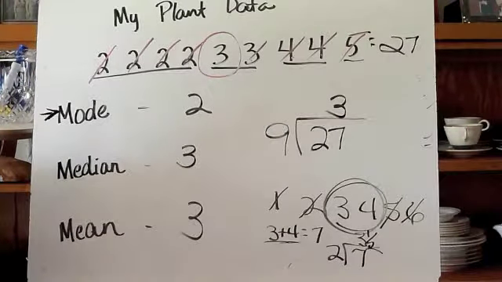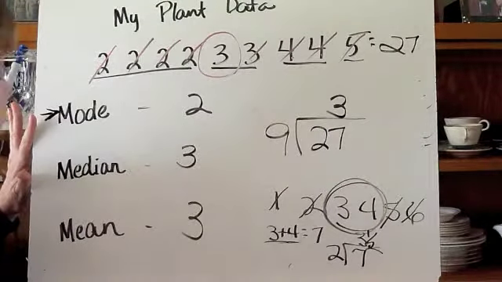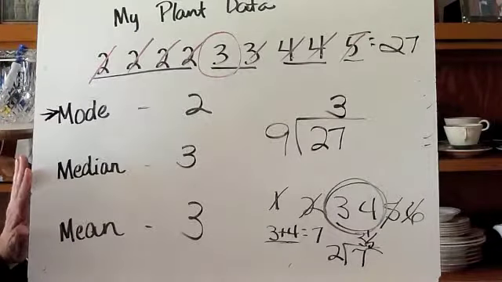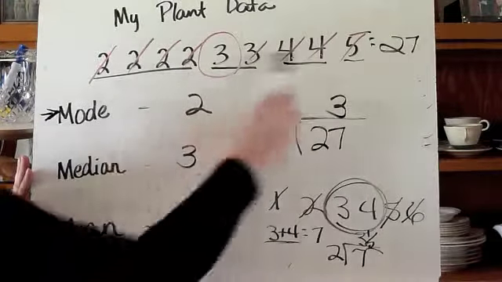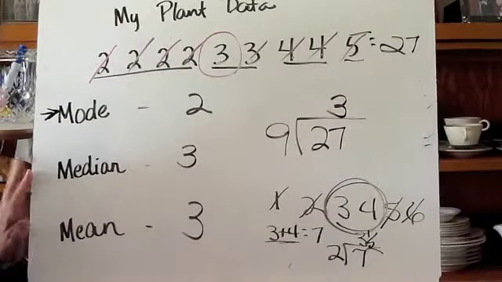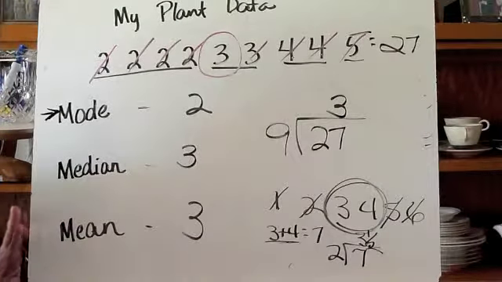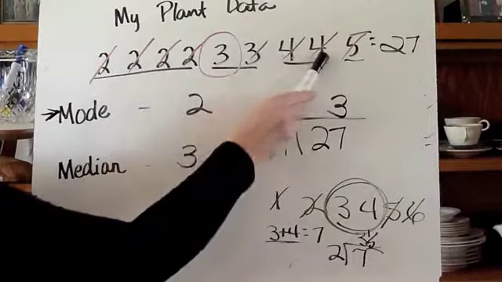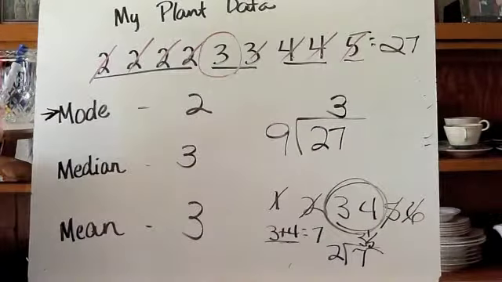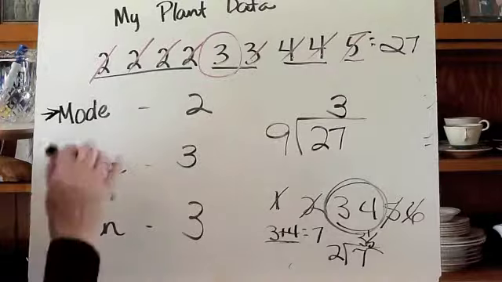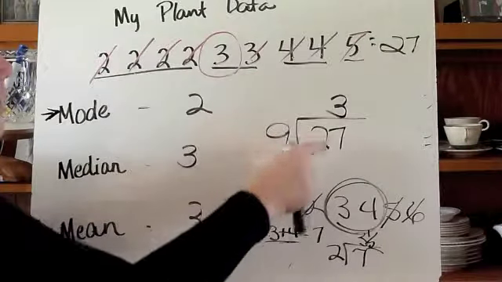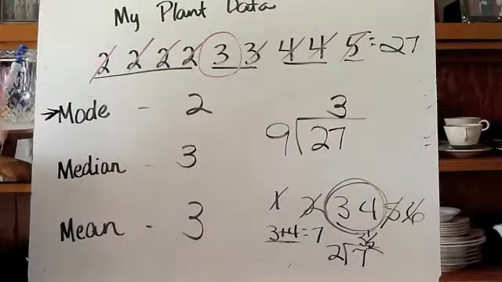So you're going to take your plant data and you're going to find these 3 things for me. You're going to find the mode, the number that's used the most, the median, the number that's in the middle. Remember, the numbers have to be in order from least to greatest. And then the mean. The mean is when you add all these numbers, get the total, and then divide by how many numbers there were. There were 9 numbers here, so I divided 27 by 9. Again, a very simple introduction to data analysis.